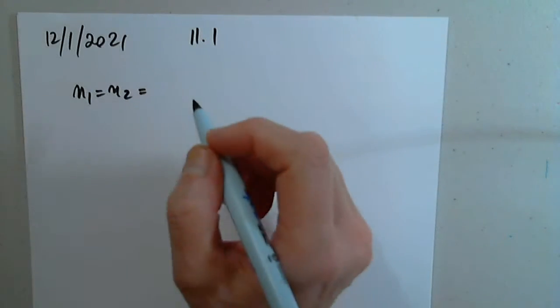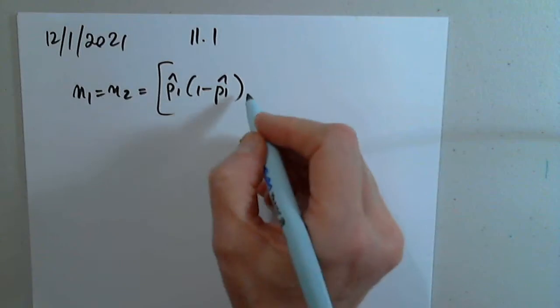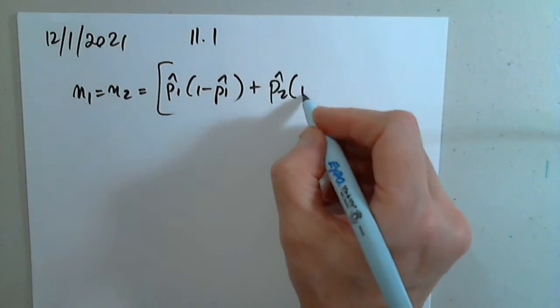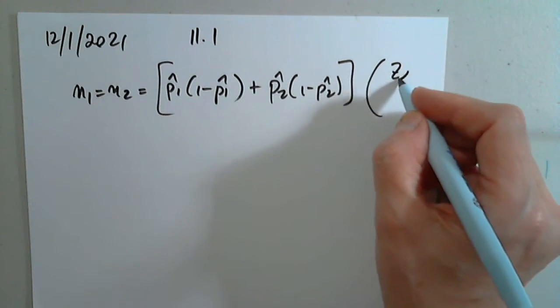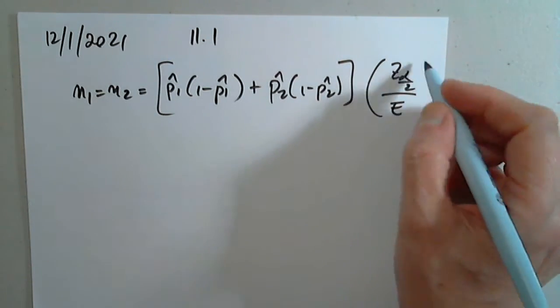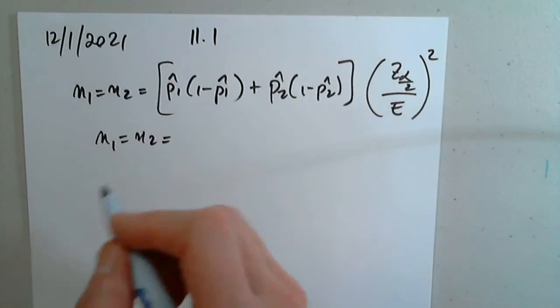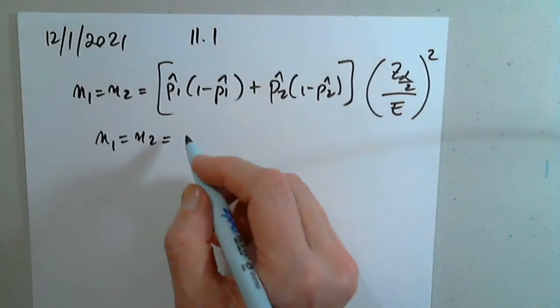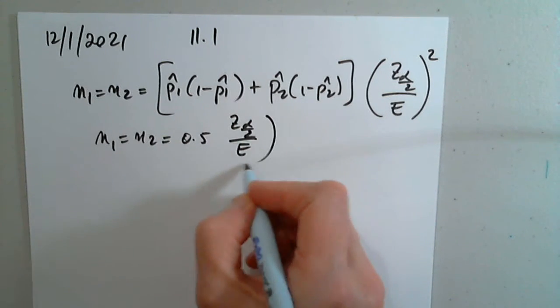And 2, P1 hat (1 minus P1 hat) plus P2 hat (1 minus P2 hat), in parentheses Z alpha over 2 over the margin of error, everything squared. And the easiest one is N1, N2 when we do not have prior estimates, and we will have 0.5 times Z alpha over 2 divided by E, everything squared.